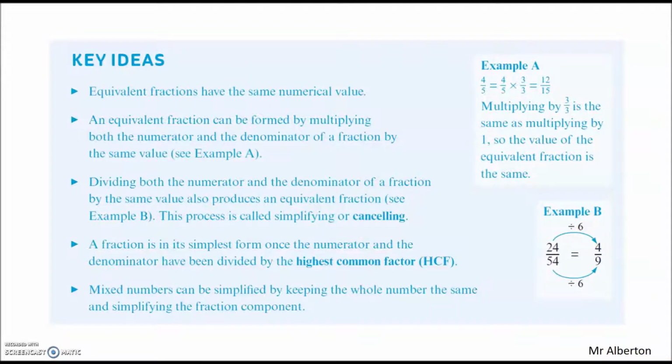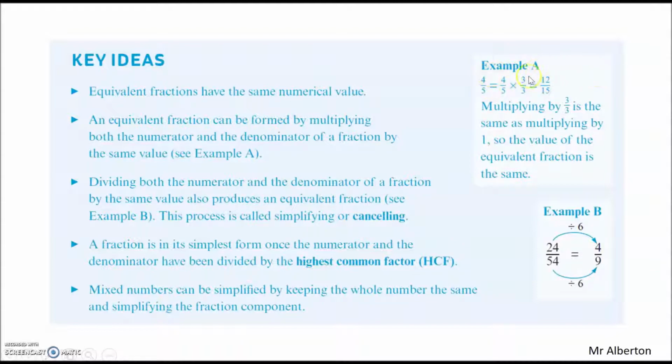So equivalent fractions have the same numerical value, and an equivalent fraction can be formed by multiplying both the numerator and the denominator of a fraction by the same value. So on the side here we have an example. We have 4 over 5, and you can see that we've multiplied our top number by 3, which gives us 12, and our bottom number, or our denominator, by 3, which gives us 15. So 12 over 15 is equivalent to 4 over 5.